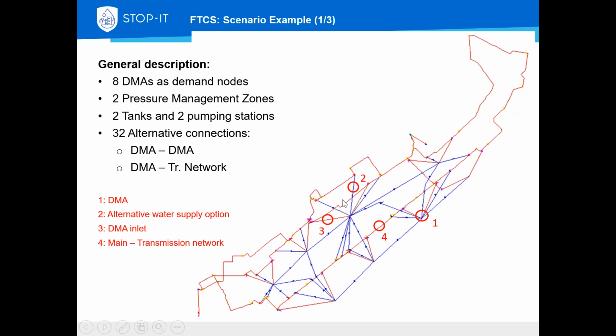As I mentioned, in brown is the normal configuration of the network given by these transmission lines, and then these other lines are the inlets to the DMAs. And in blue are the alternative water supply options that exist in case an anomaly is affecting the transmission network, and can be used in order to recover the pressure at the DMAs.